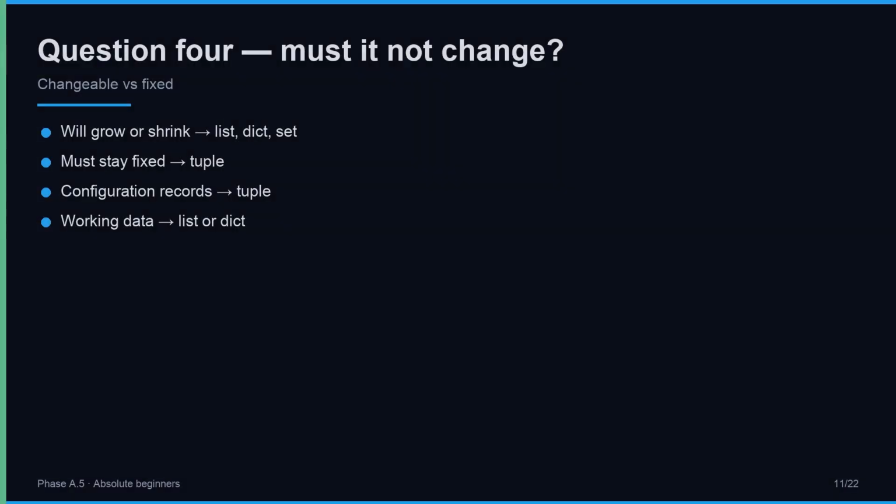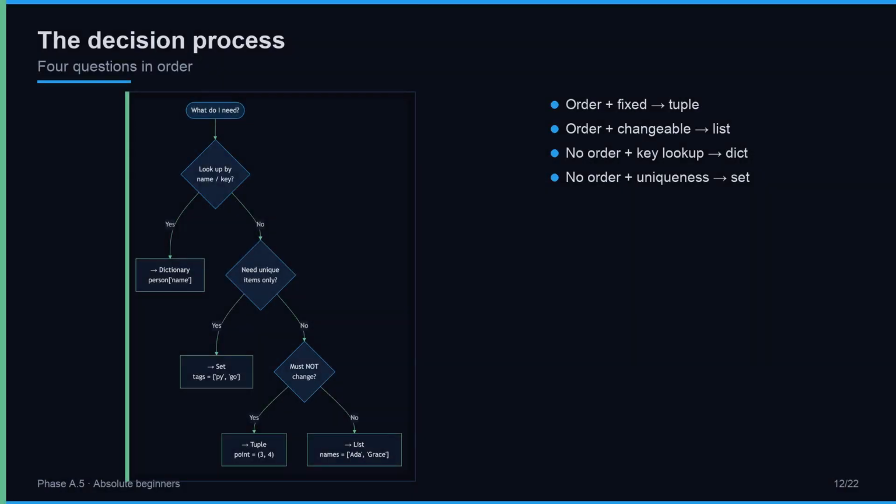Fourth question, must the data never change after I create it? If you will add, remove, or update items as the program runs, choose list, dict, or set. All 3 are changeable. But if the data should be locked in place, a GPS coordinate, an RGB color, a date of birth, choose a tuple. Once created, a tuple cannot be modified. The fixity protects the data. Fixity is a feature. Walk through the 4 questions in order. Does order matter?